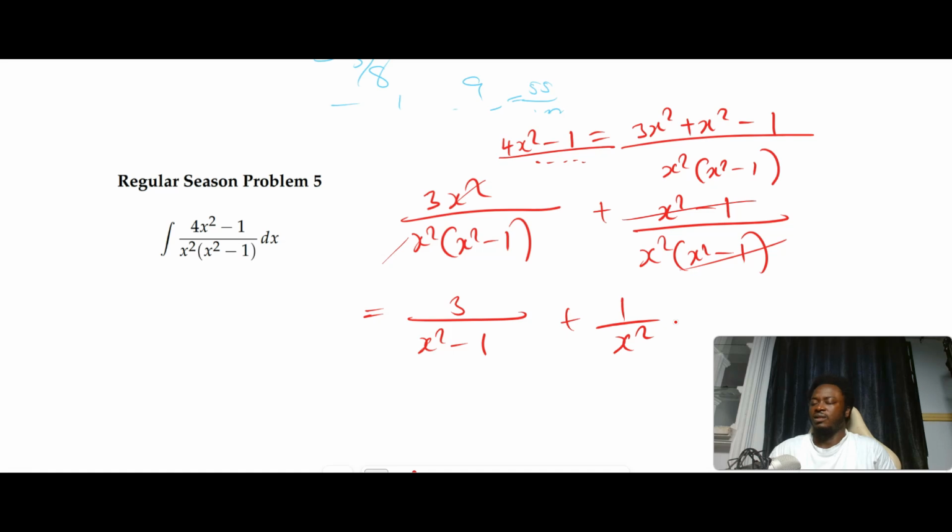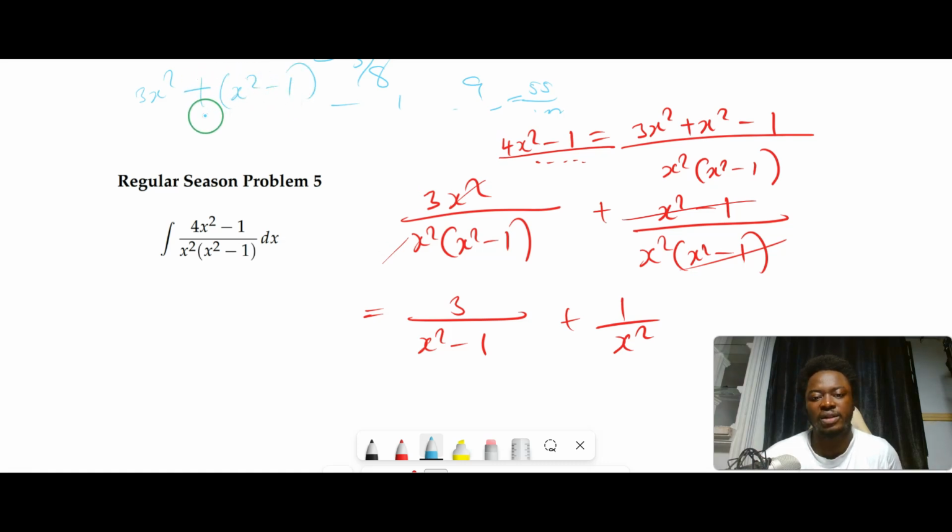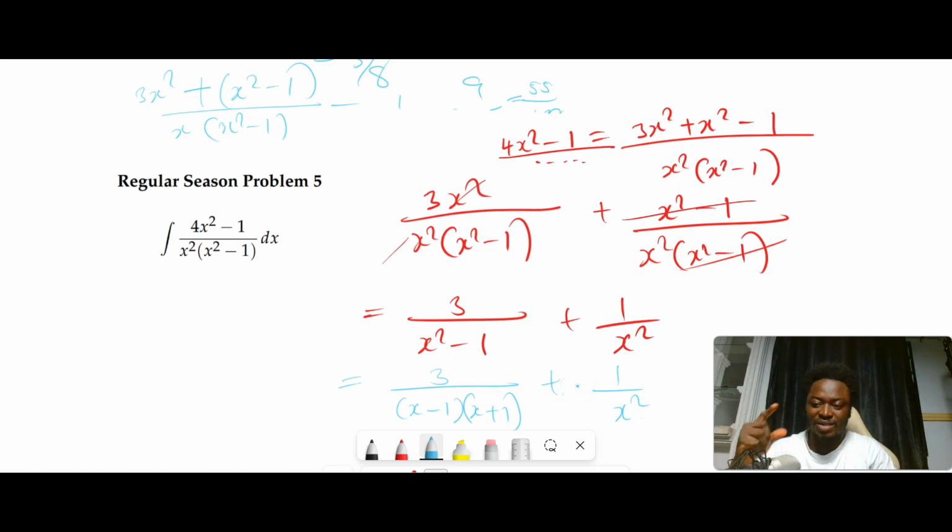I think. Are you sure? Wait. Let's multiply and see. Take this and multiply this. You get 3x squared minus, take this, multiply this, you get x squared, plus x squared minus 1, divided by x squared minus 1. Okay, we cracked it. So we can now write this as 3 over x minus 1 and x plus 1, and then plus 1 over x squared. Let's get a glass of water. I'm done with this. Give me a minute.